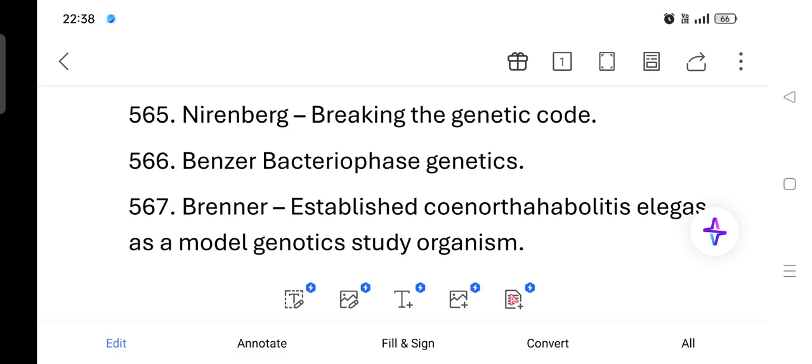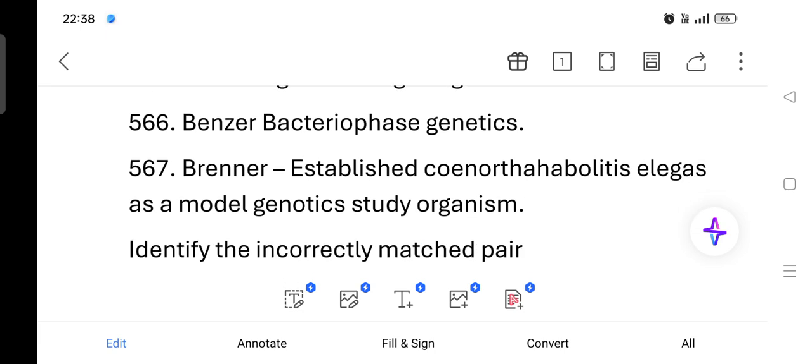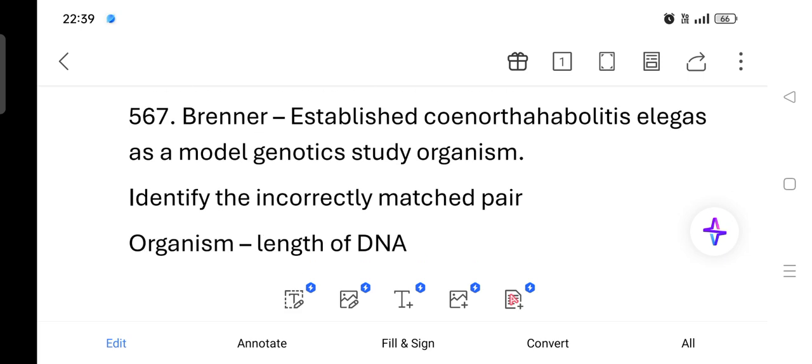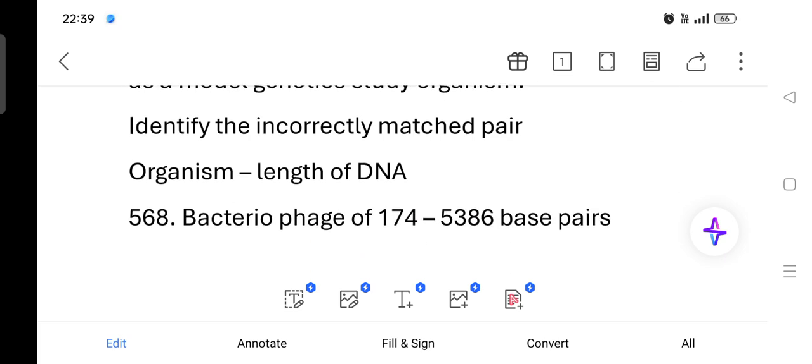Nirenberg, breaking the genetic code. Benzer, bacteriophage genetics. Brenner established Caenorhabditis elegans as a model genetics study organism.